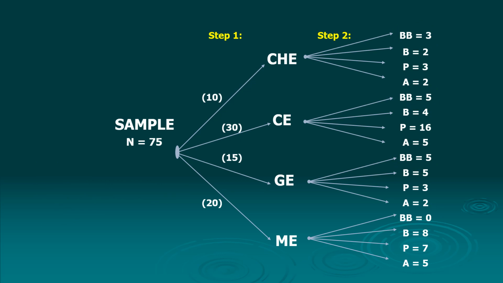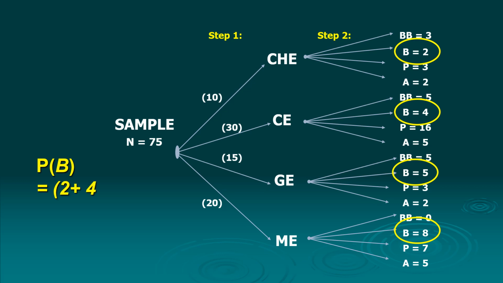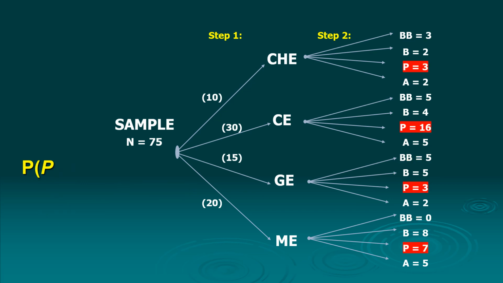Want to get the probability of selecting a student with basic performance level B, that is the P of B, will be equivalent to, we have the CHE B is 2, CE B is 4, GE B is 5, ME that is 8. So the probability therefore of B is equivalent to 2 plus 4 plus 5 plus 8 divided by 75, and that is equivalent to 0.253. We'll do the same for the rest.